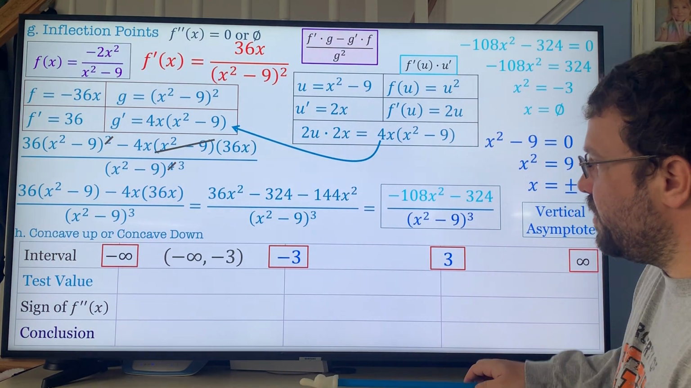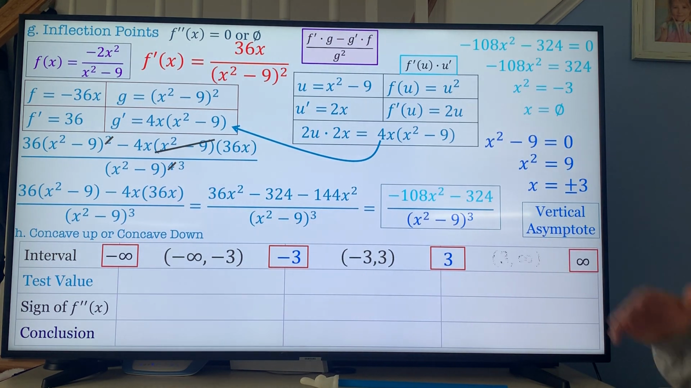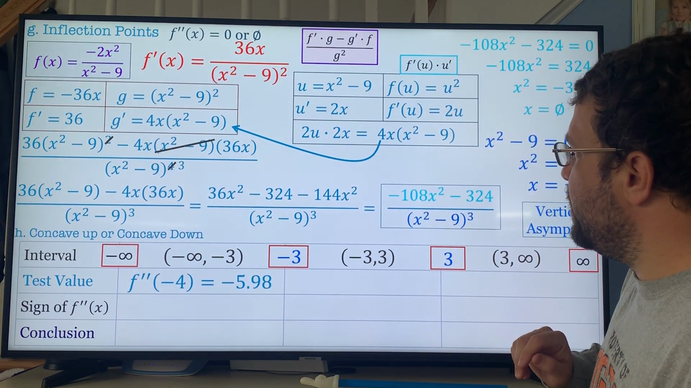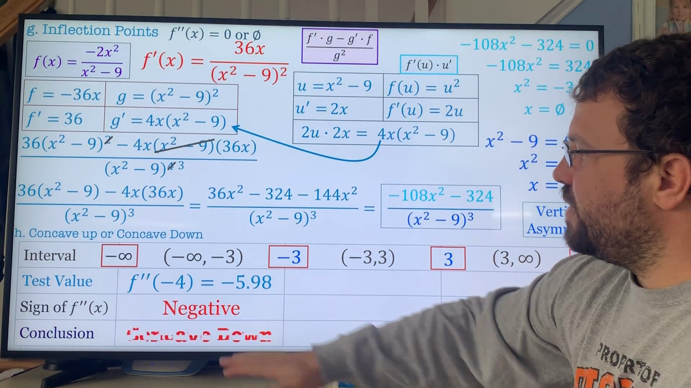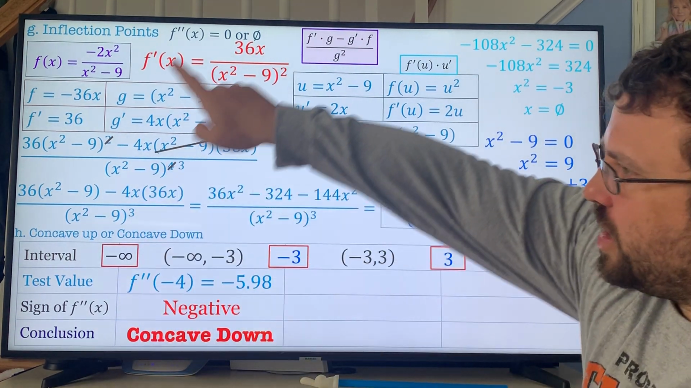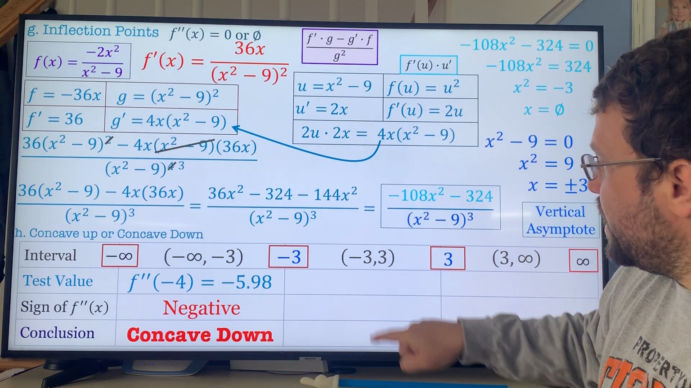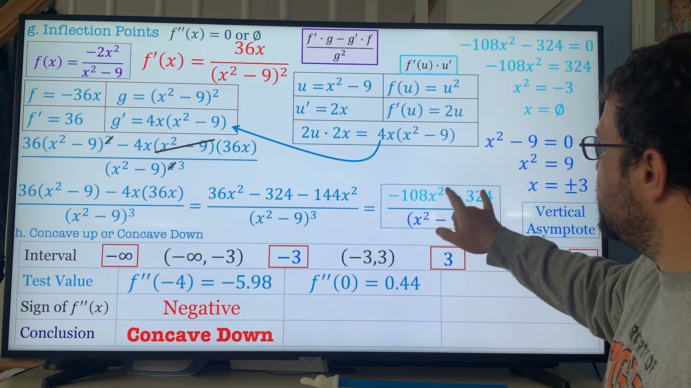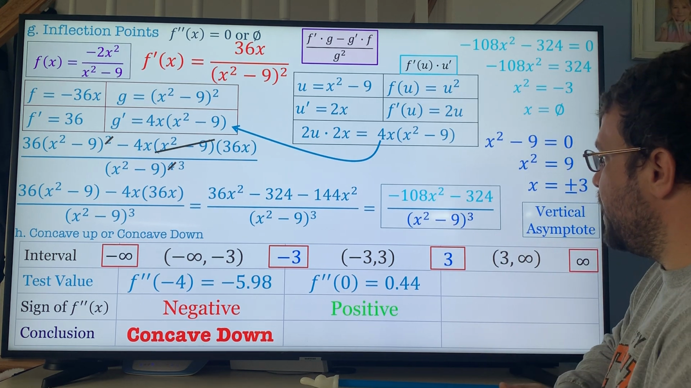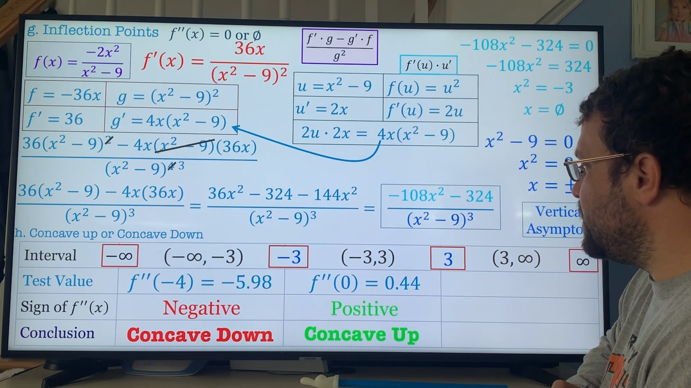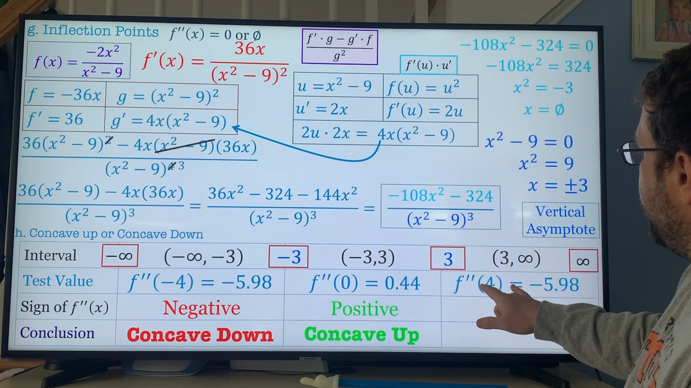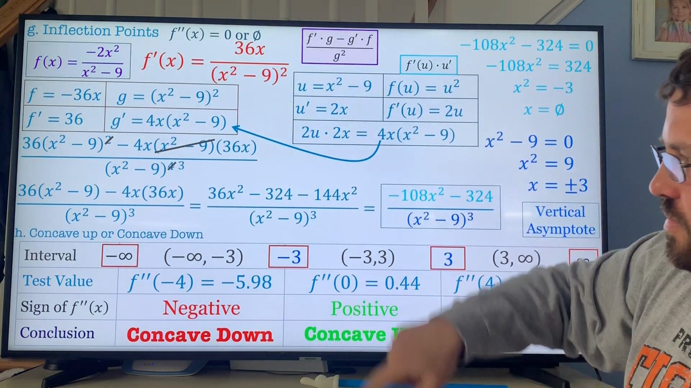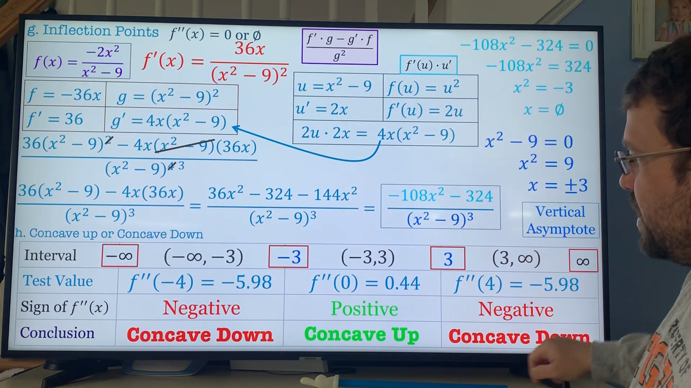From negative infinity to negative 3, negative 3 to 3, and 3 to infinity. Let's pick negative 4. If you plug that in here, you get negative 0.58, which is negative and concave down. So it's concave down before the first asymptote. Between the two asymptotes, you pick 0, negative 324 over that. Negative over negative is a positive, which is concave up. And then 4 is a negative, so it's concave down.